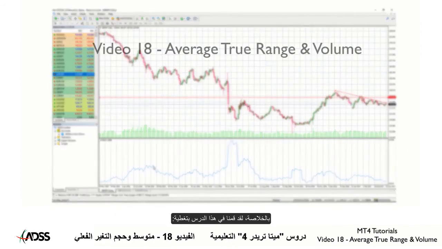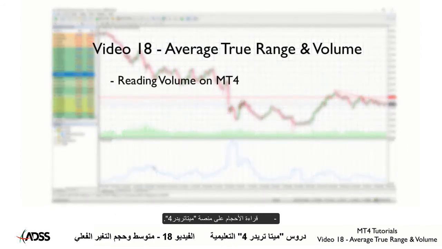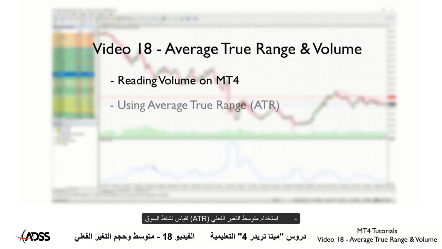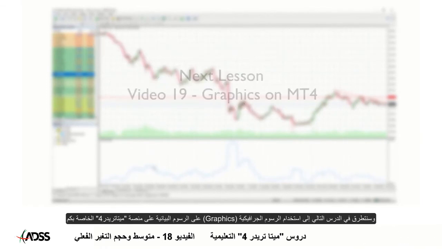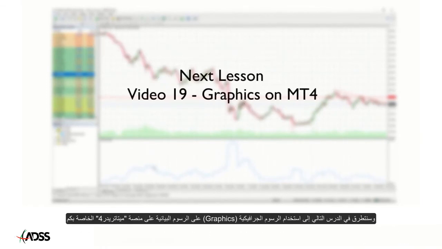To review, in this lesson we covered reading volumes on MT4 and using average true range, ATR, to gauge market activity. In our next lesson, we will look at using graphics on your MT4 charts.